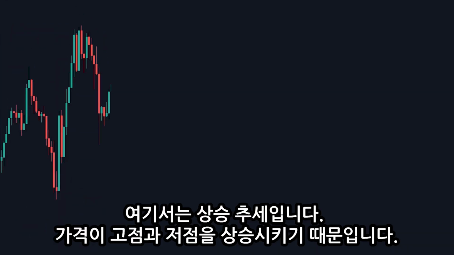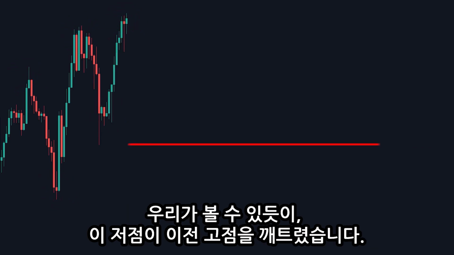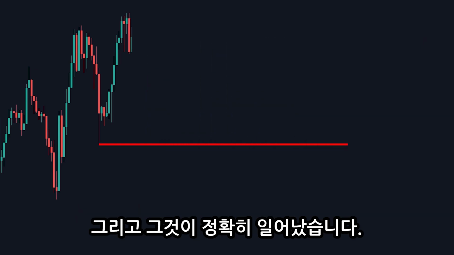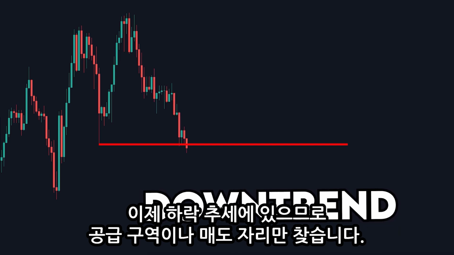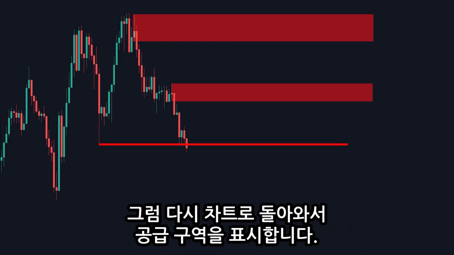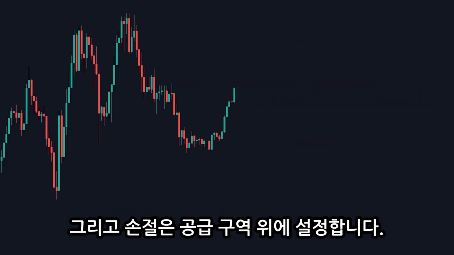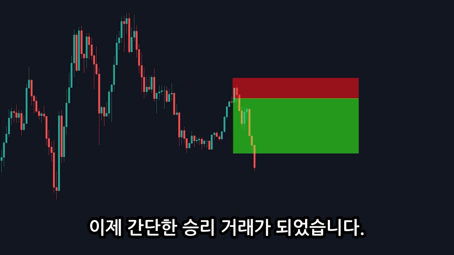Here we have an uptrend because price is making higher highs and higher lows. So as we can see, this low is what broke the previous high. So this is where price needs to break in order to be in a downtrend, which is exactly what ends up happening. So now we are in a downtrend and we only look for areas of supply or short trades. So in return, we mark our areas of supply. Price comes back up to this zone, we enter, set our stop loss right above the area of supply, and set our take profit at the recent low. Boom, we got an easy winning trade.